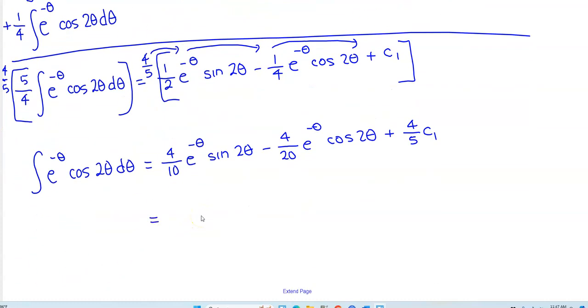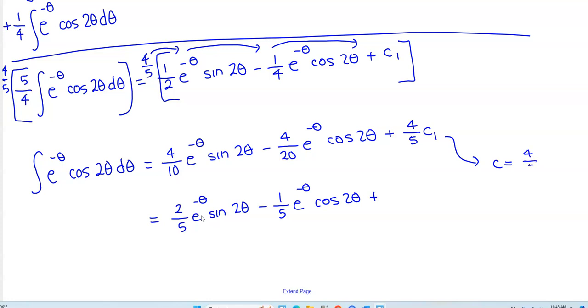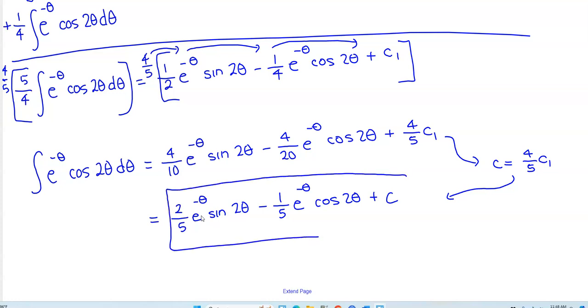Now let's go ahead and simplify. So we end up getting 2/5 e to the negative theta times the sine of 2 theta minus 1/5 e to the negative theta cosine of 2 theta plus, well, we're going to let c now equal 4/5 c1, so that's going to be plus c, and therefore that is our result.